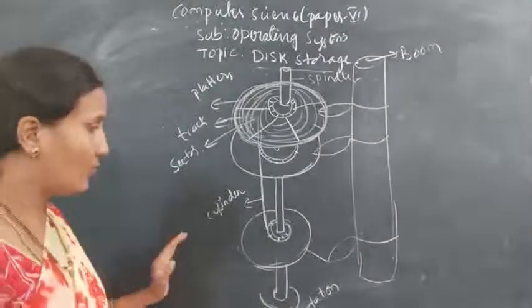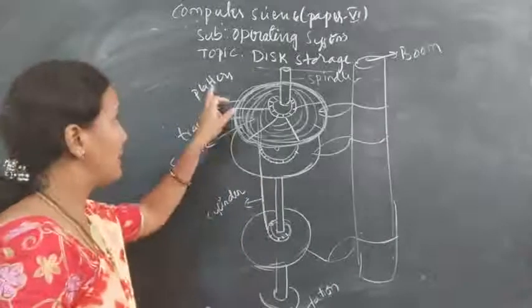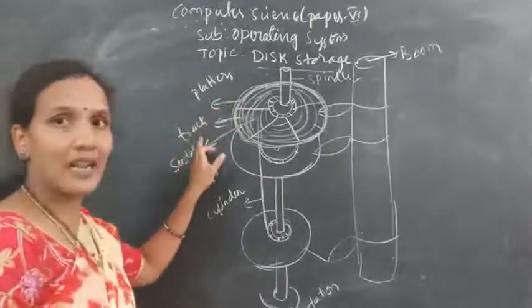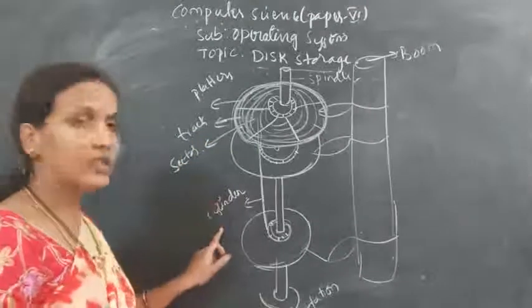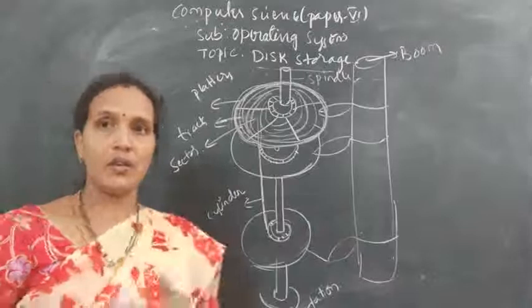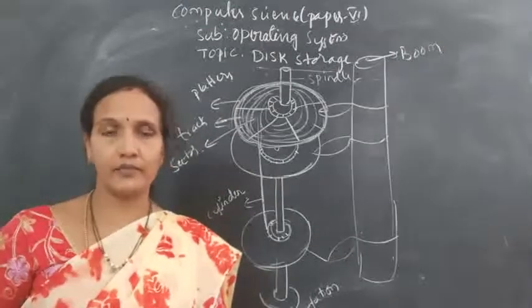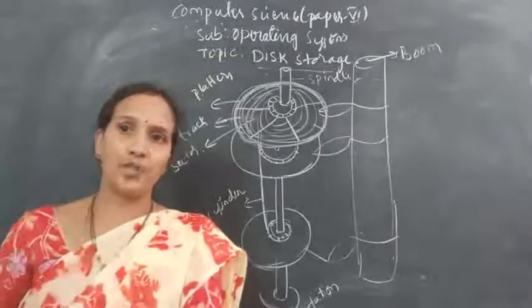Clear? Now, these are the parts. You need to remember them: platters, tracks, sectors, cylinders. Clear? For example, if you have three floors, 101, 201, 301, that is one cylinder, because they are at the same position.